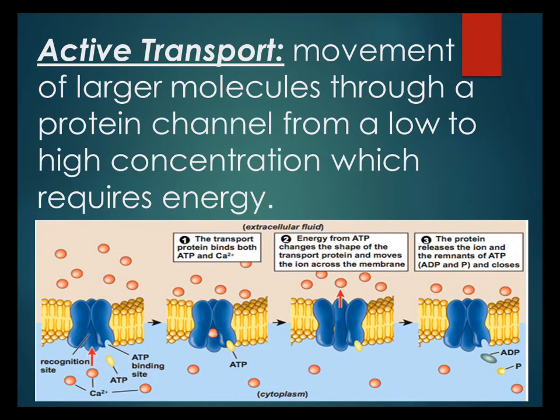Okay, but if your cell needs to go against the flow, if it needs to go from a low to high concentration, it can. It's just called active transport. It has to use energy to go against the concentration gradient. If you push a ball up the hill, that takes some energy from you. So it takes the cell energy to go low to high. It still goes through a protein channel.